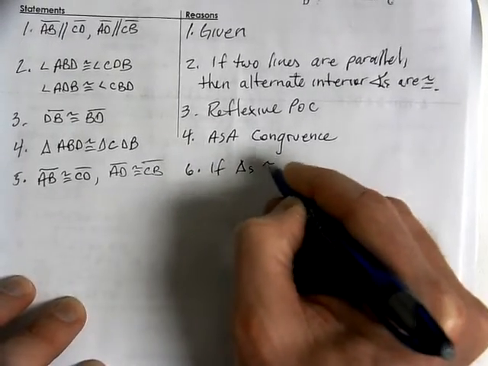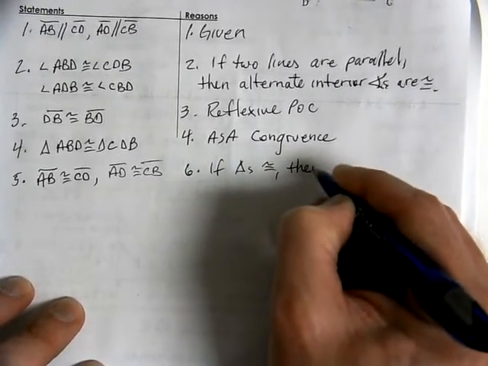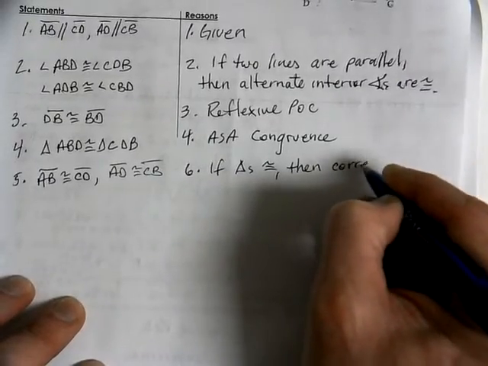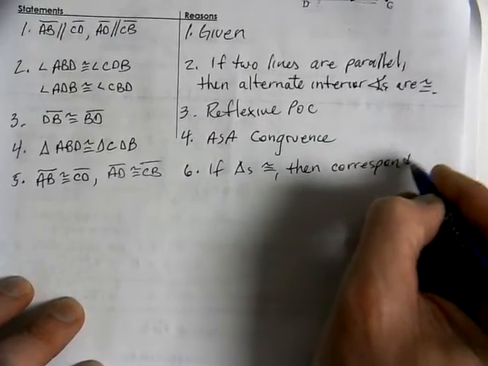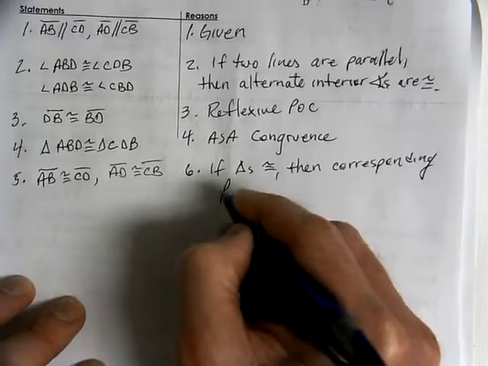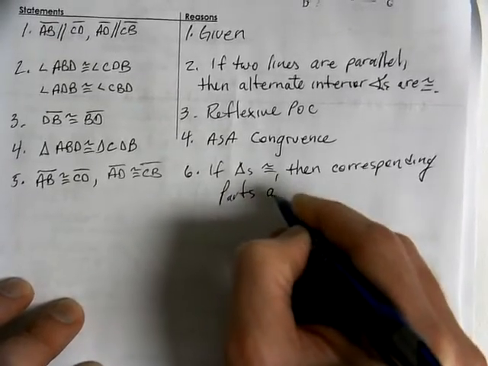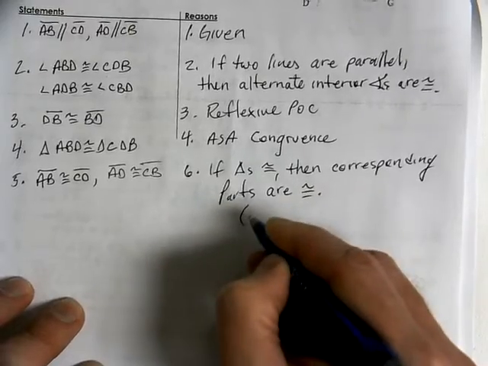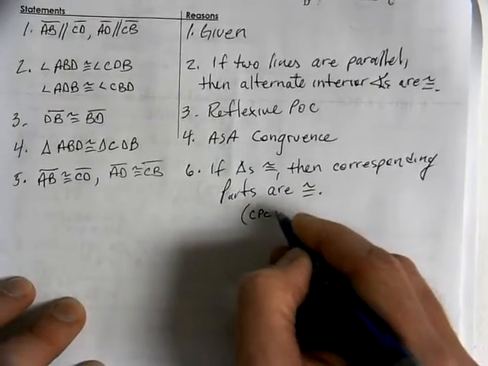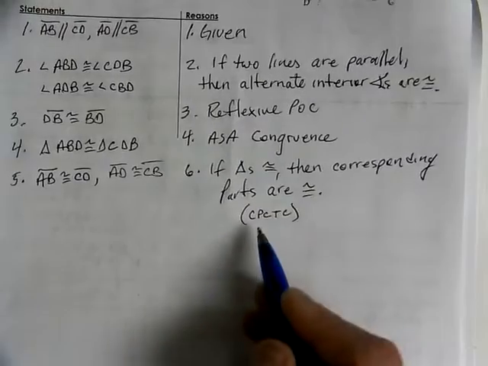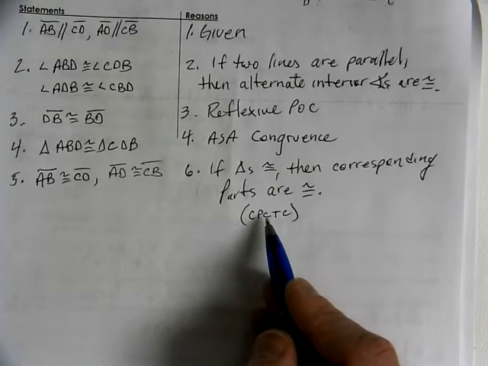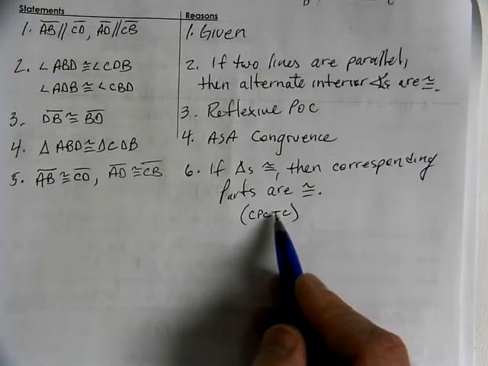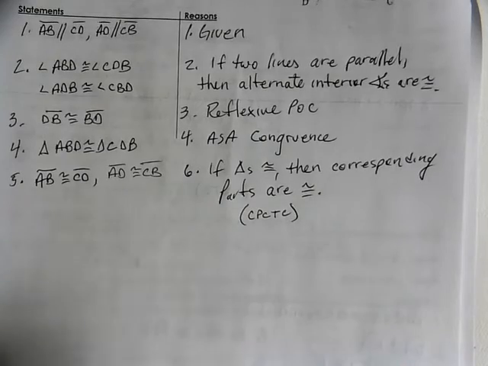If triangles congruent, then corresponding parts are congruent. We could call that CPCTC. Corresponding parts of congruent triangles are congruent.